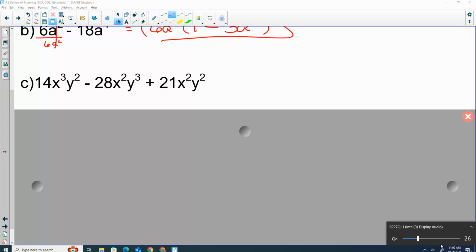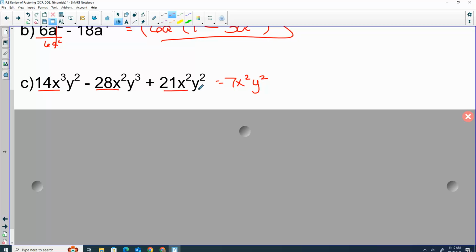Let's try this one. Let's throw in another variable. So 3 terms, 14, 28, and 21 are all divisible by 7. With your x's, you have to look for the smallest exponent. Same with your y's. So when I take that out, 14 divided by 7 is 2. We had 3 x's, we took out 2, so there's 1 left. We had 2 y's, we took them both out, so those are gone.